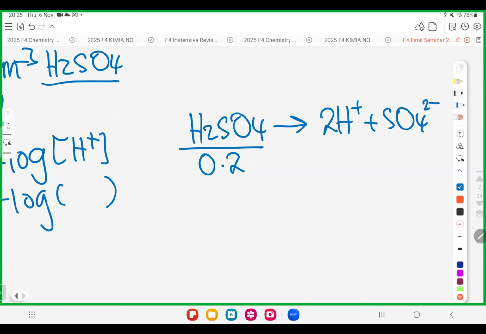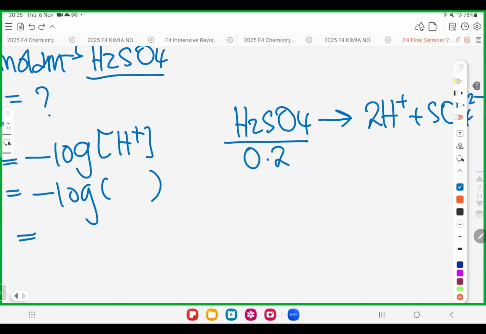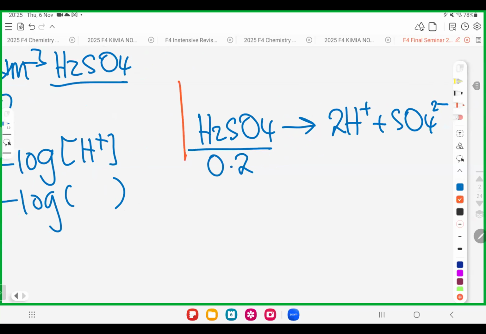So now I want to calculate the pH. To calculate the pH, I need the concentration of H plus. According to the ratio, 1 acid produces 2H plus, isn't it? So 1 acid produces 2H plus. So 0.2 is the concentration of acid. What is the concentration for H plus?